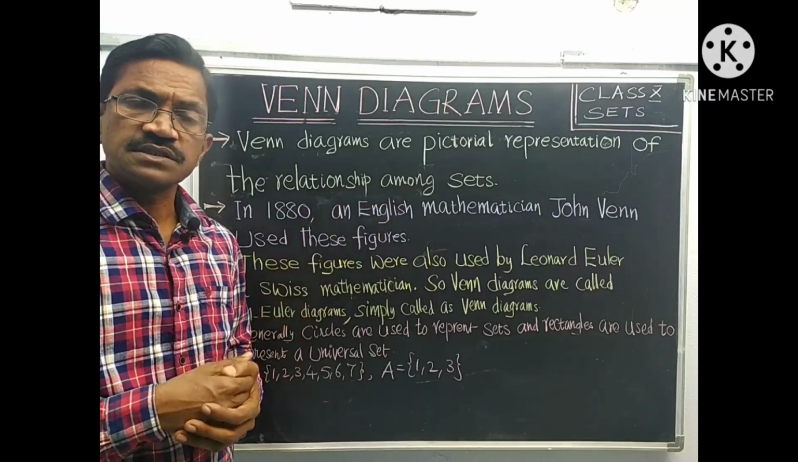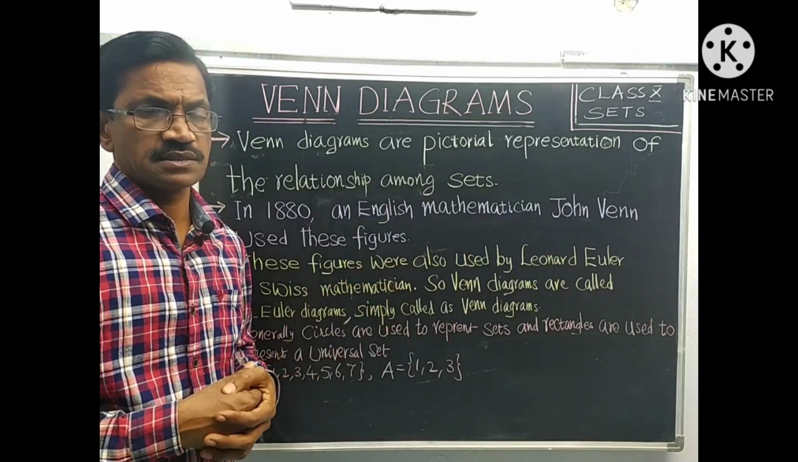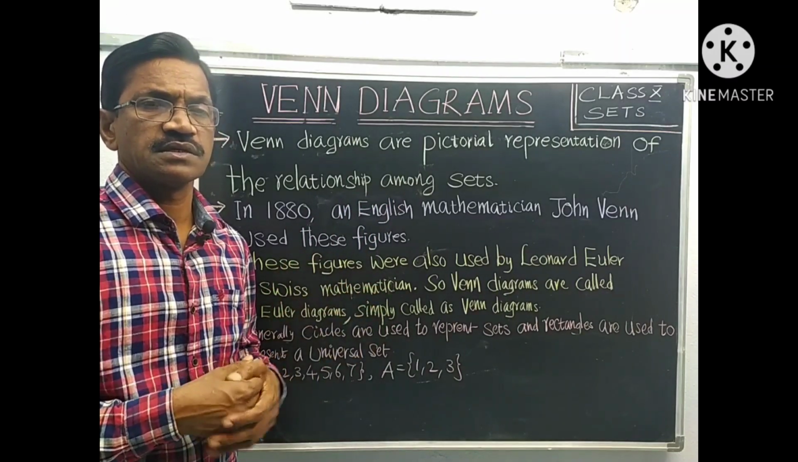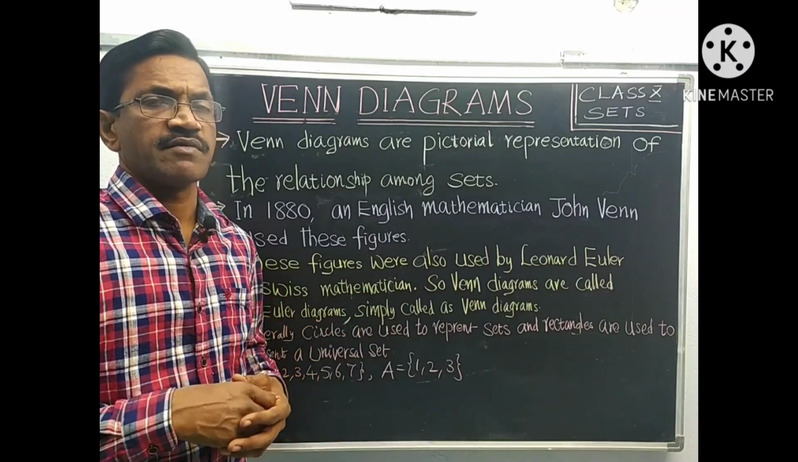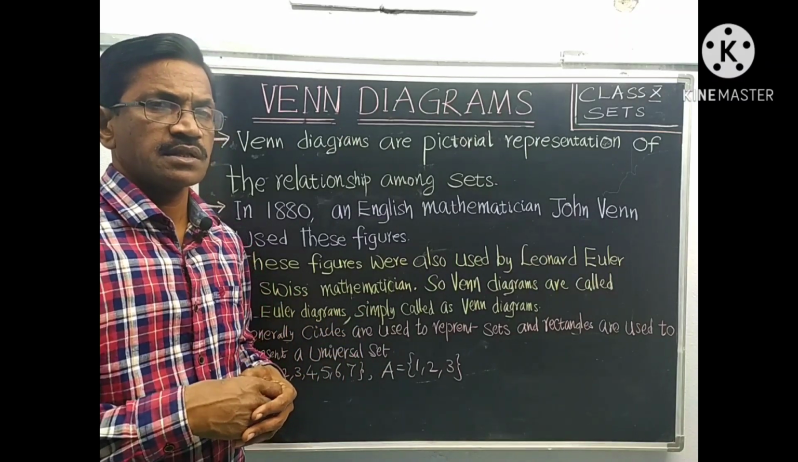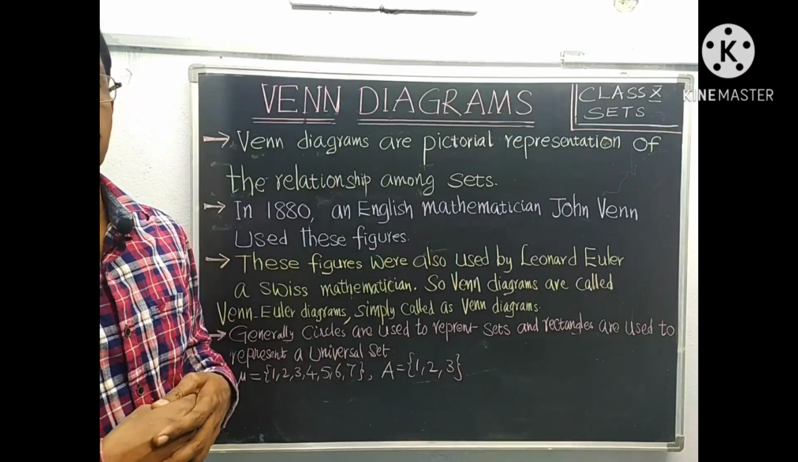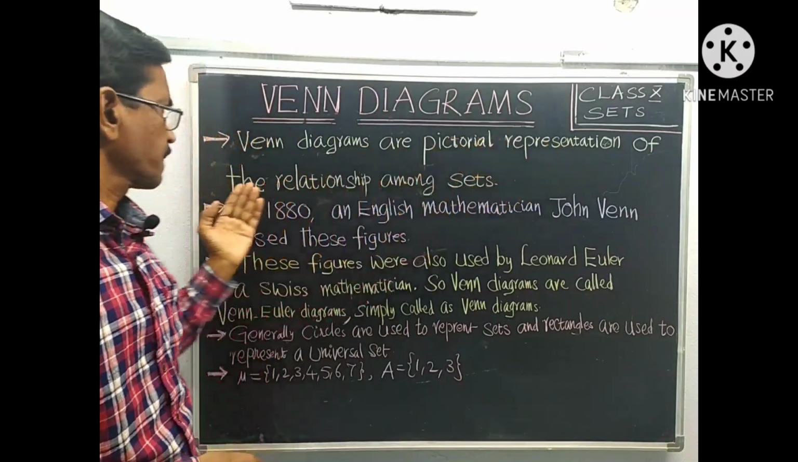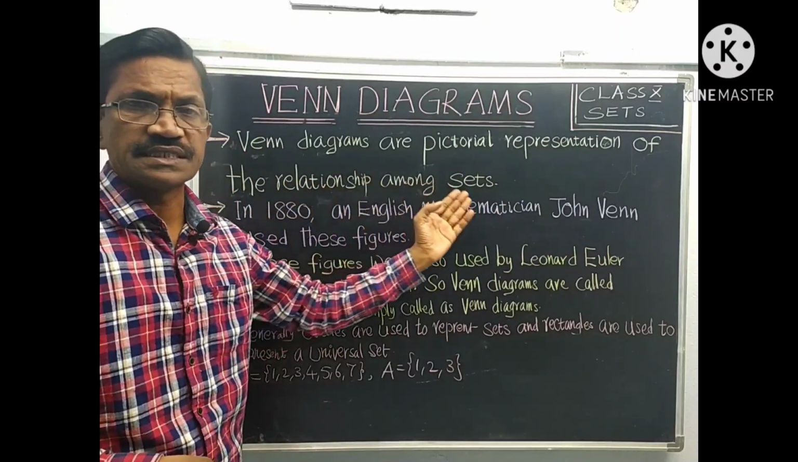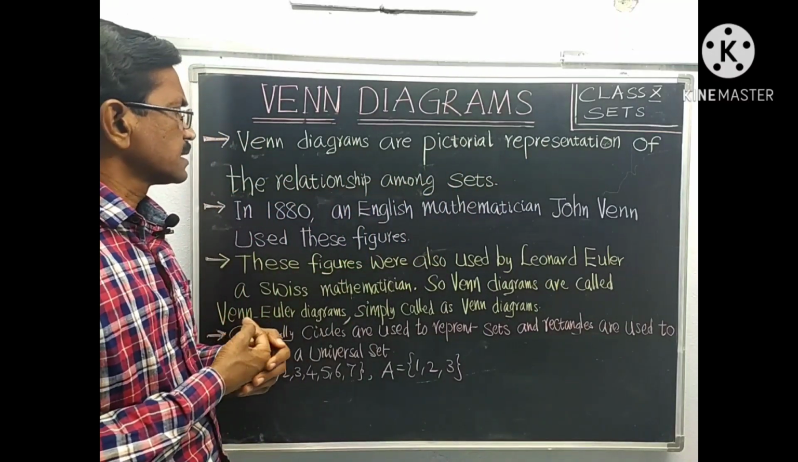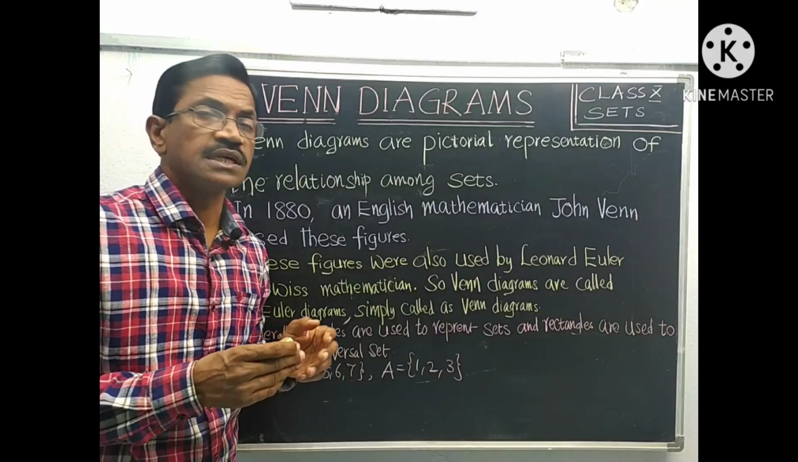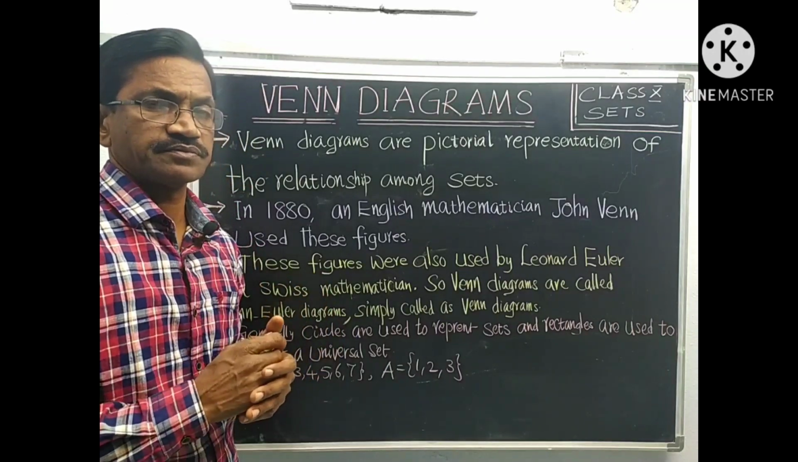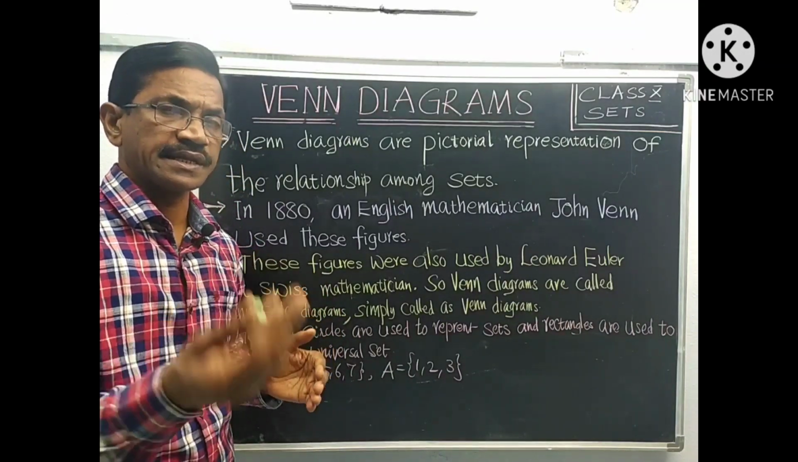10th class mathematics, second chapter sets. In this class, we learn how to represent Venn diagrams. What are called Venn diagrams? Venn diagrams are pictorial representation of the relationship among sets. We represent the sets by pictures, especially circles and rectangles.